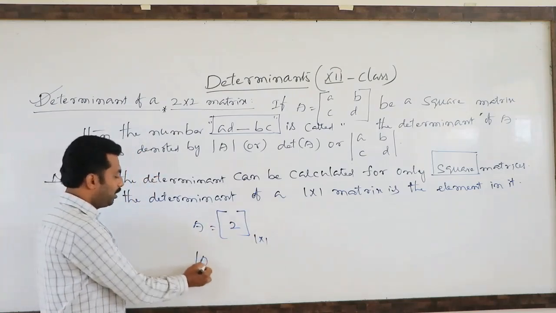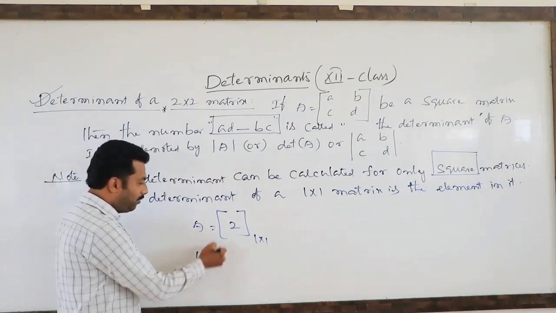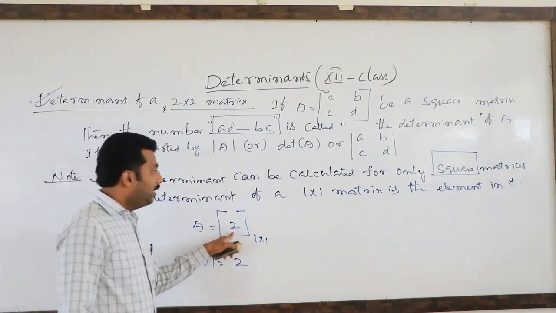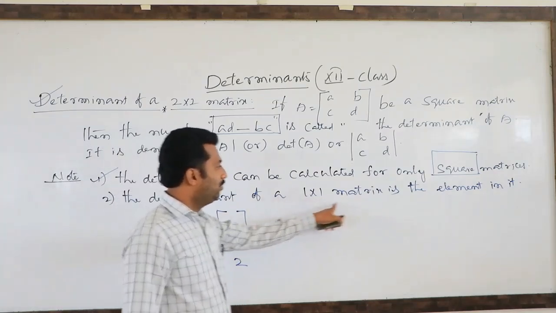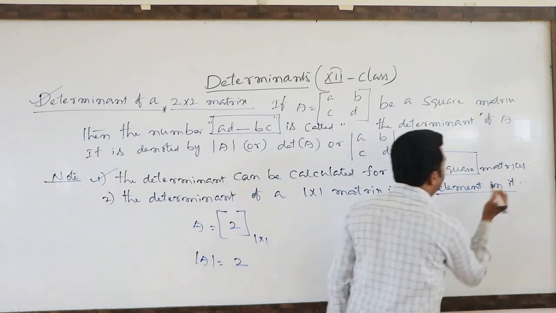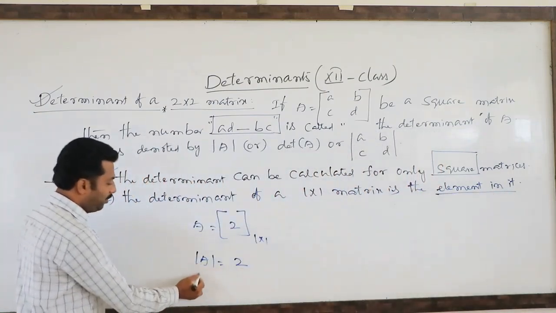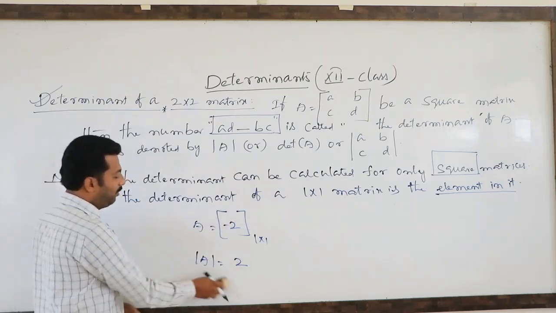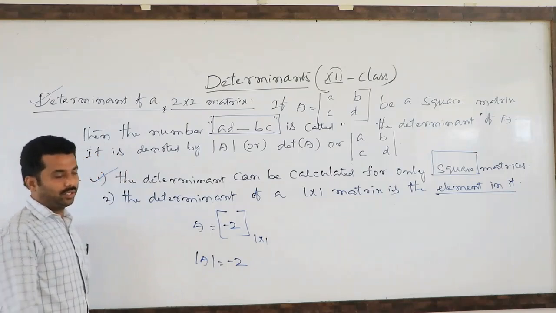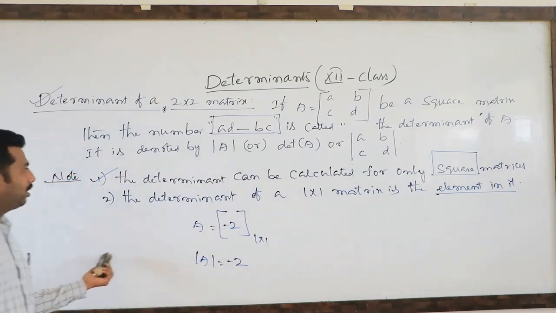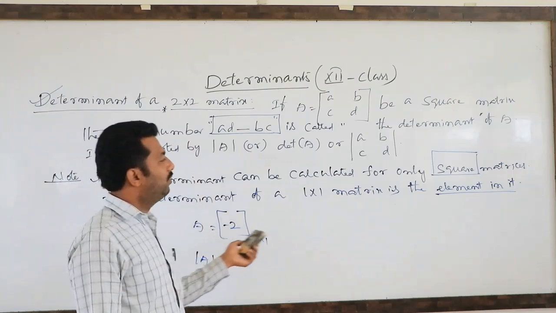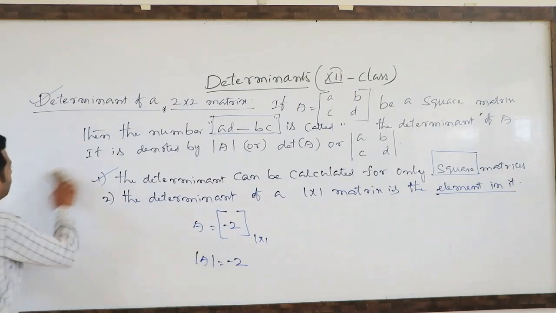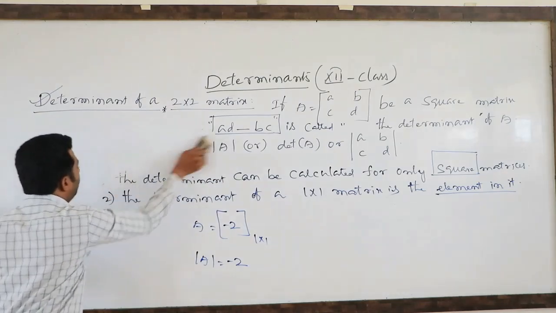What is the determinant of A? It is nothing but the element in it. The determinant of the 1 by 1 square matrix is the element in it. Suppose, for example, the matrix is minus 2. What is the determinant of A? Nothing but minus 2 only you have to write. Like that, we take the determinant of a 2 by 2 square matrix or a 1 by 1 square matrix. Now we are going to discuss some examples from your NCERT textbook.